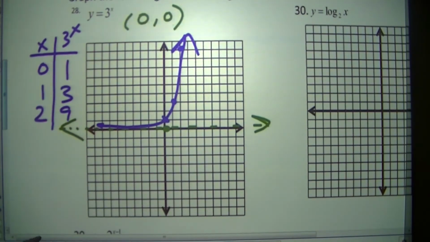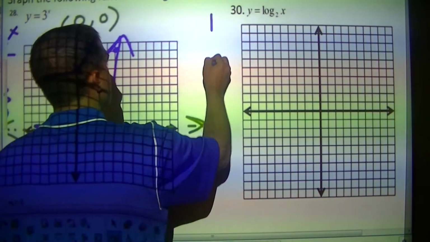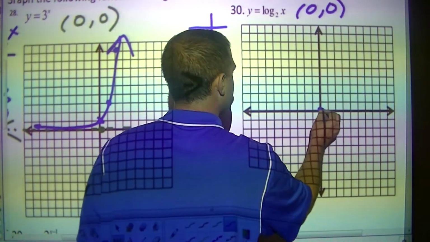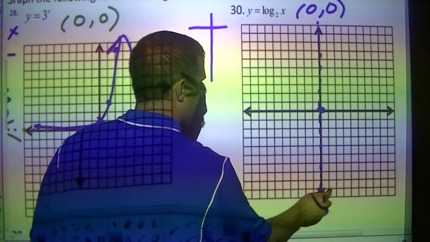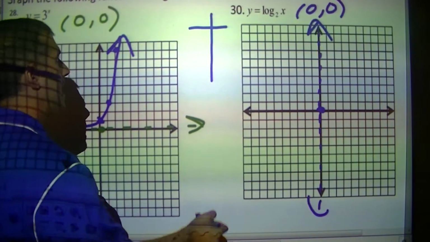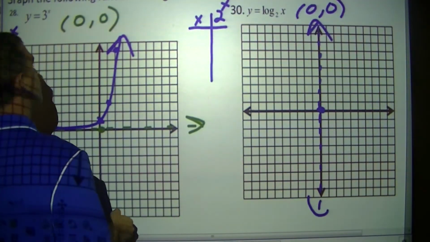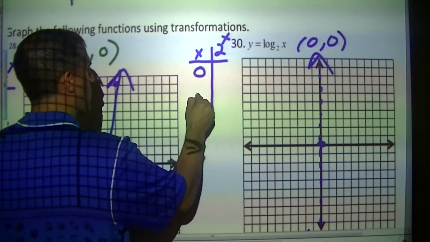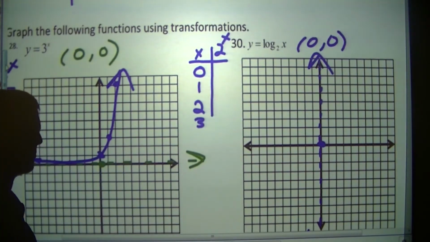If you look at this one, normally we're going to treat that first. The anchor point is 0, 0. Since it's a log, I'm going to have a vertical asymptote. Now, since that base is 2, what I treat it as is 2 to the x. Hopefully you can see that. So I'm going to use 0, 1, and 2. Maybe 3.